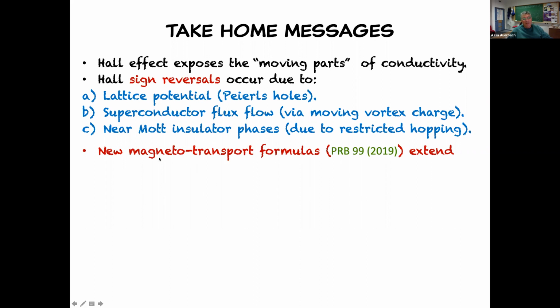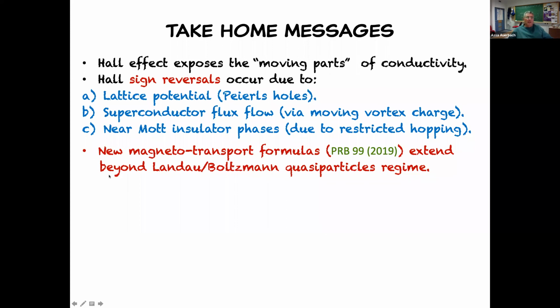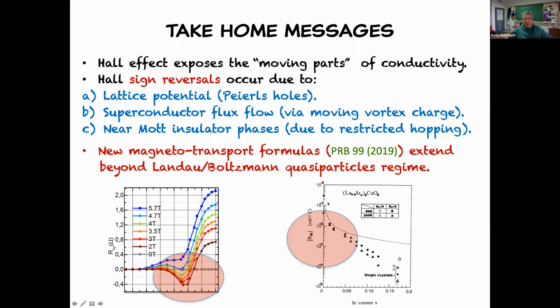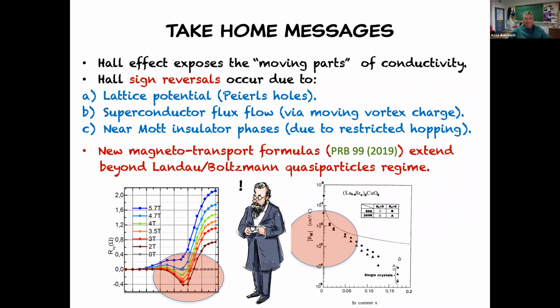And I just mentioned that there are three formulas of magnetotransport in this paper that allow us to go well beyond the traditional transport theories of Landau and Boltzmann, which have to assume well-defined quasi-particles. And these are the two effects that I hoped I explained. So I'll take questions, and thank you very much.